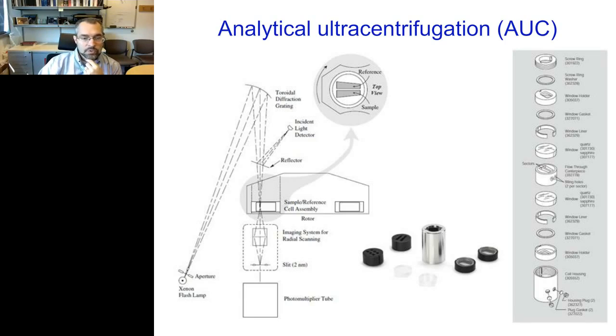And then at the bottom, of course, the photomultiplier tube is used to amplify the signal, and we get a readout either in absorbance or interference optics to image the concentration gradients, or the concentration boundaries as they move across the cell. And we'll talk more about each of those concepts.